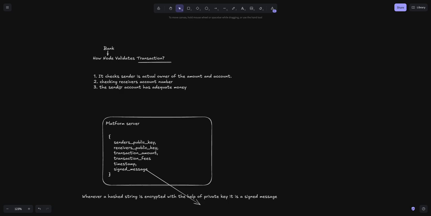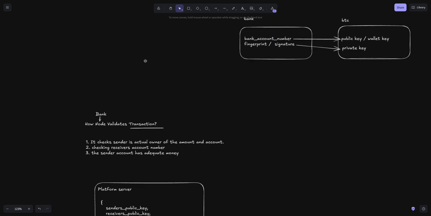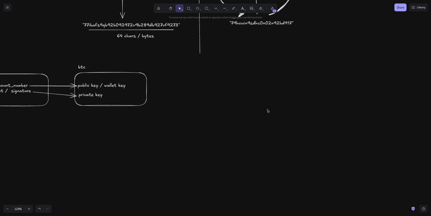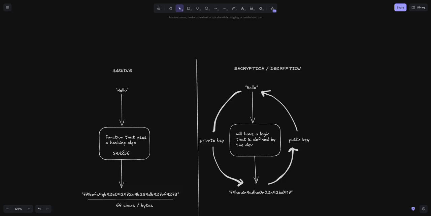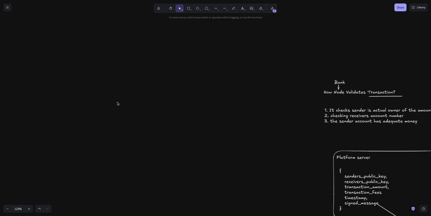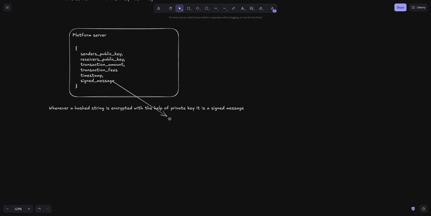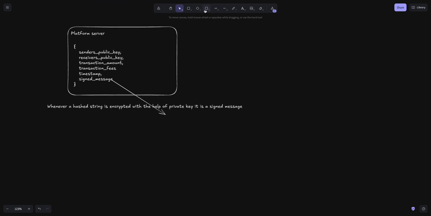Now, what is this message? What is this string? What is this hello string? If you see, we create this hash with the help of some input, right? So that means to create a hash we need an input. I will tell you how this signed message is created. Now we will talk about how this signed message is created.